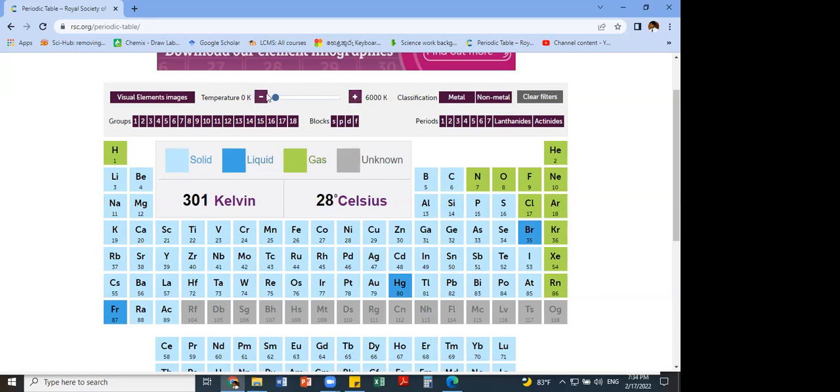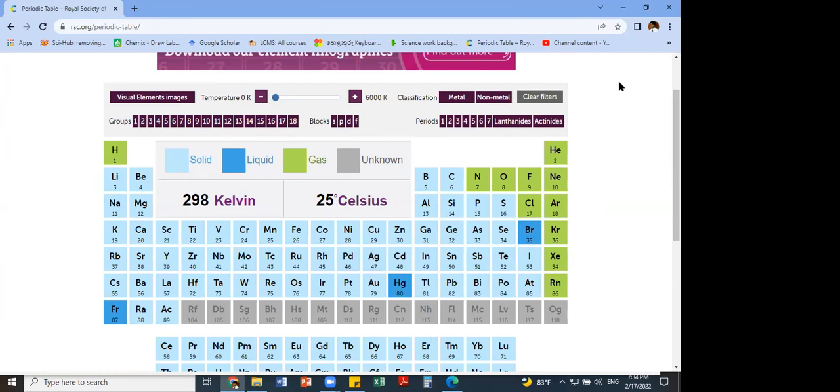At 25 Celsius, that's called room temperature, you can see what are the liquid ones. Mercury is a liquid. Hg means mercury, right? And Br is bromine. These green ones are gases. All the pale blue background ones are solid at room temperature. In Kelvin it is 298, and in Celsius 25 degrees Celsius.